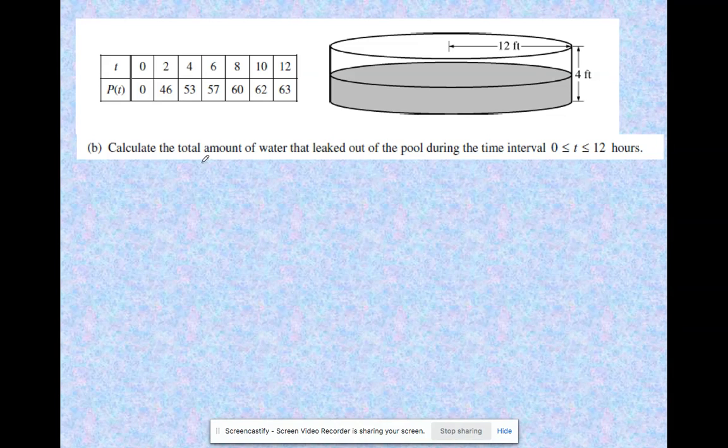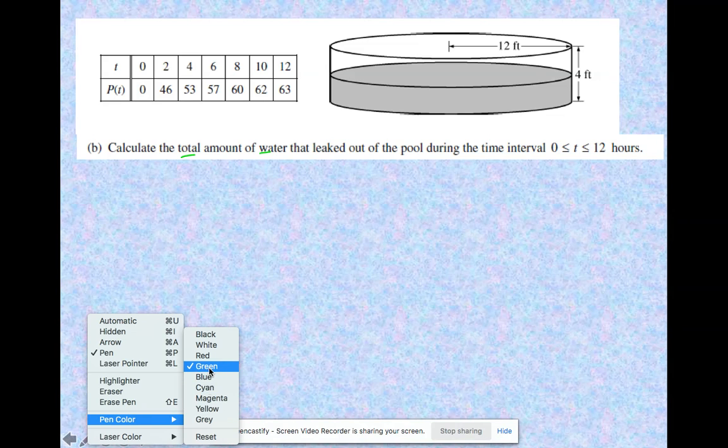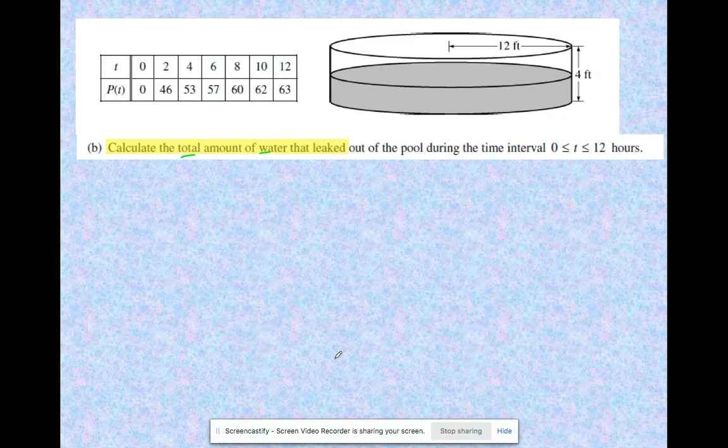Part B, calculate the total amount of water. Total amount of water that did what? Leaked out. So who is our out? That's not P of t. This is going in, right? This is our rate in. Who is our rate out? Yeah, R. Do we want R, though? Remember, R of t is a derivative. It's a rate out.